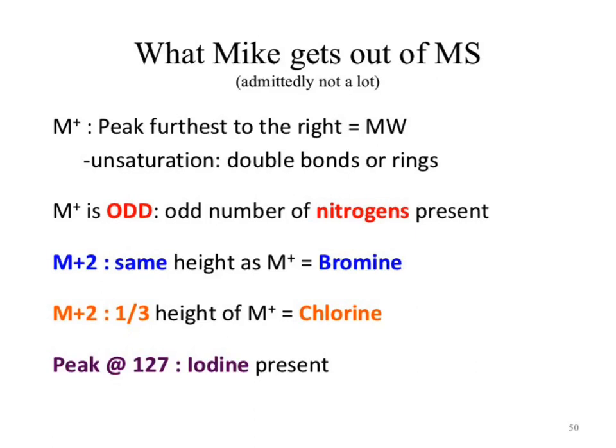Okay? After that, we can evaluate the M plus peak itself. If it is odd, then that means there's an odd number of nitrogens. We can then look for an M plus 2. What does an M plus 2 mean? The mass has 2 extra units. Why would the mass have 2 extra units? What units is it getting? Rhymes with proton, what is it getting?